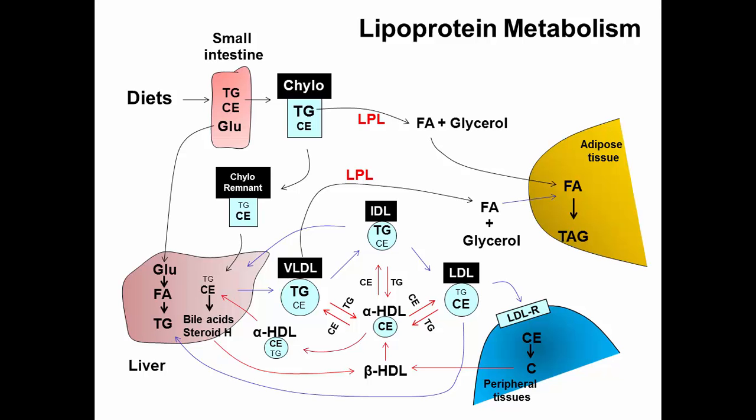And alpha HDL eventually goes to the liver, picked up by the liver through a receptor. Remember, the receptor that picks up alpha HDL is a scavenger receptor, right? SR-B1 receptors in the liver, right?